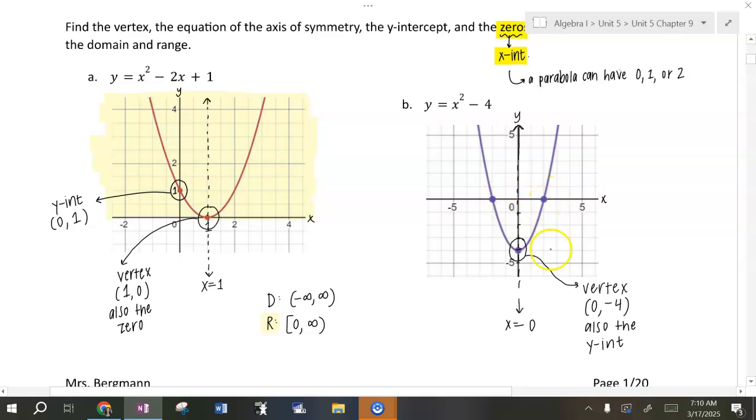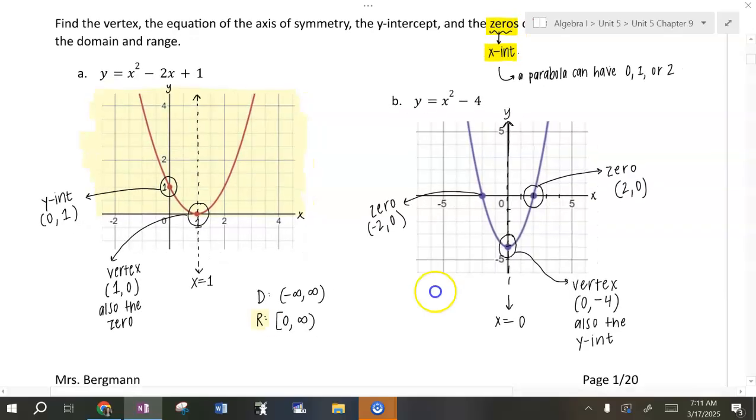My zeros, this parabola has 2. I have a 0 here. The scale for my x-axis is counting by 1s. So this 0 is at 2, 0. And I have another 0 at -2, 0. Notice the axis of symmetry is making it symmetric on each side. So that's why these end up at +2 and at -2, because it has to be equal on both sides of the vertex.